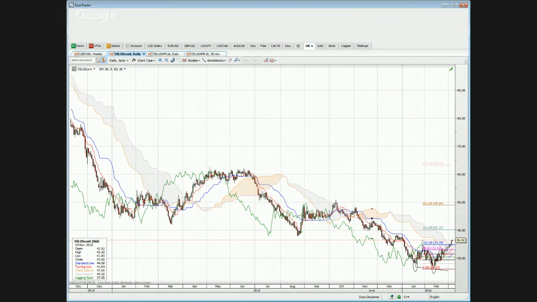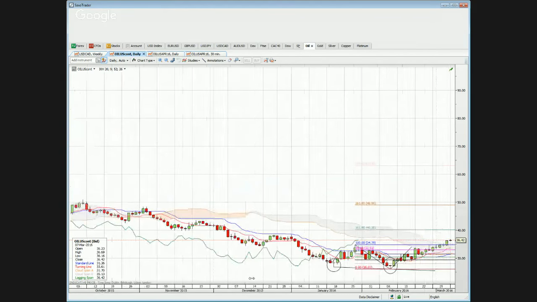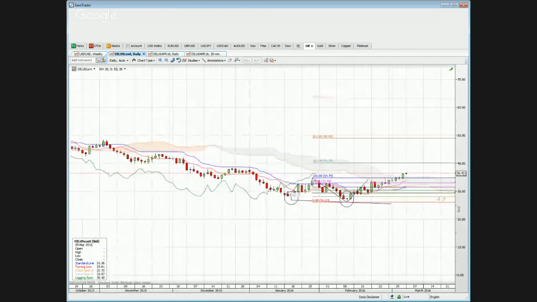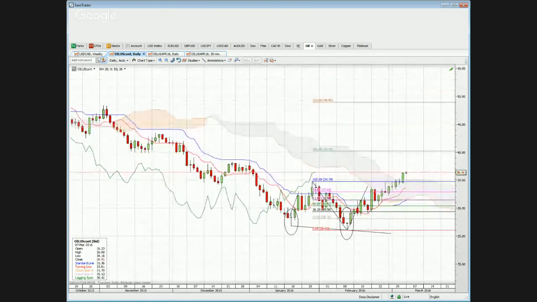I can carry on. I was going to look at oil. Oil has obviously generated a huge amount of interest. And we can have a look at the chart on this.